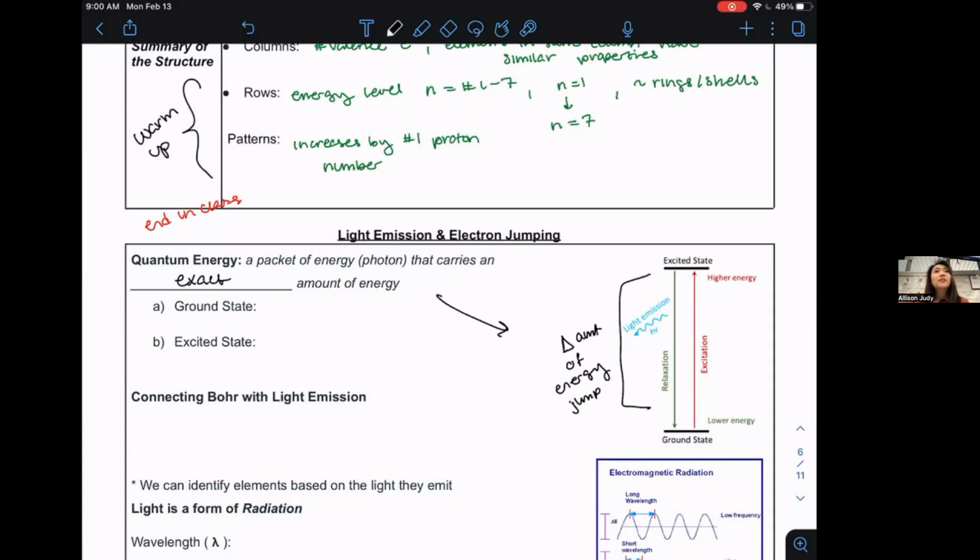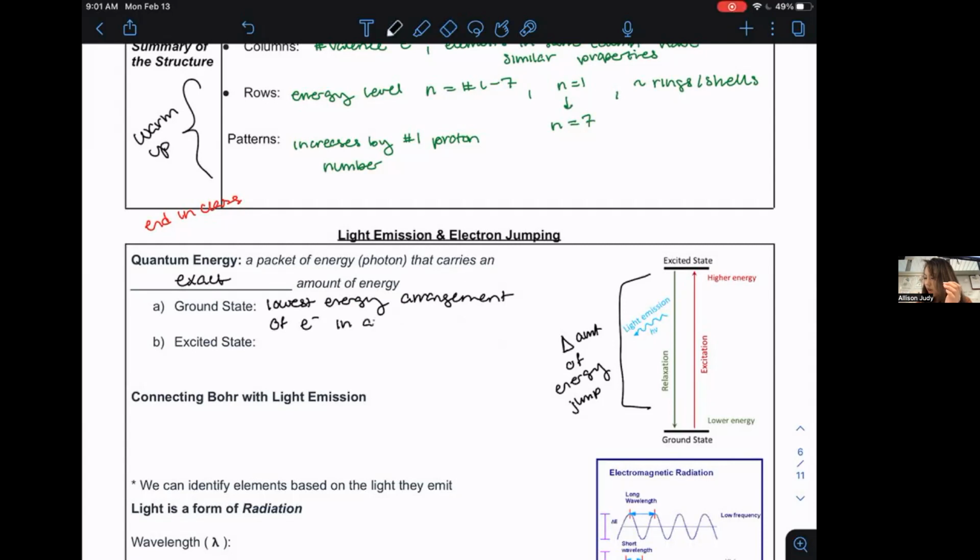Because you can have an exact amount of change. But that is triangle delta for change, Greek symbols. So we say that electrons in the neutral ground state exist at the ground state, where we have the lowest energy arrangement. Lowest energy arrangement of electrons in an atom.